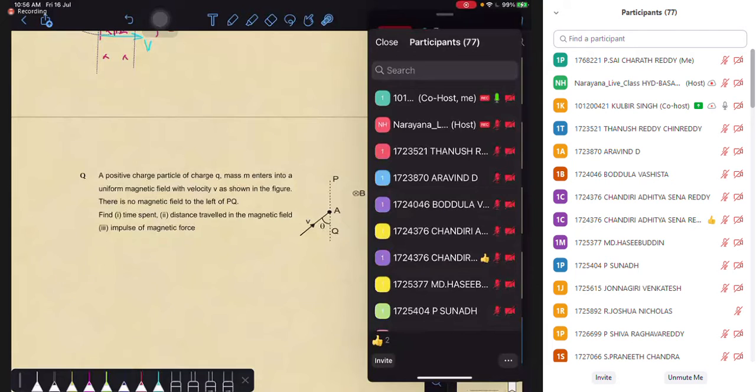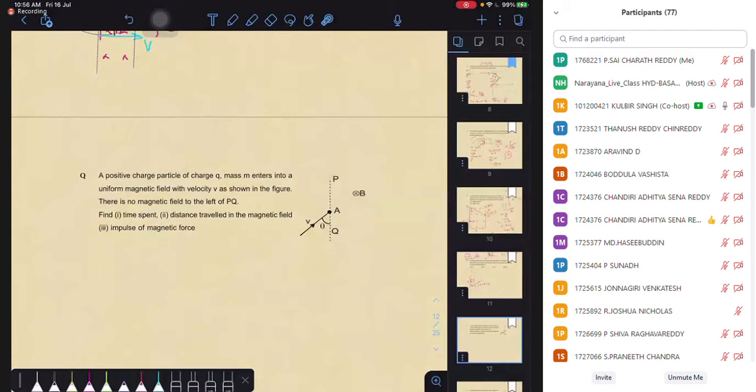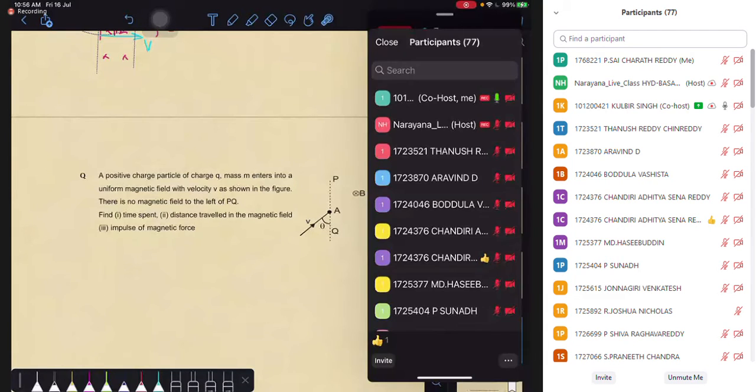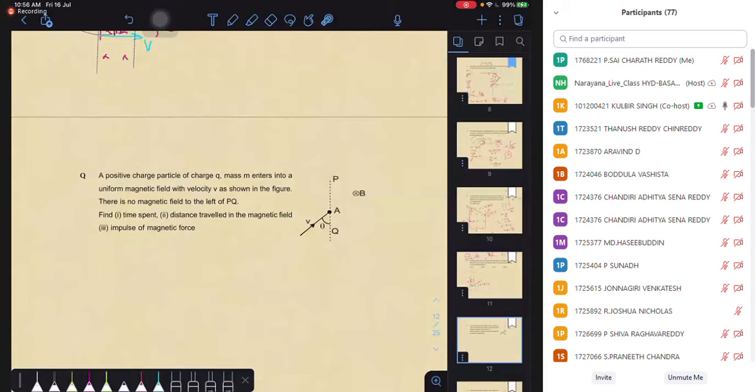Why? For a circle, the condition required is that velocity should be perpendicular to the magnetic field. So this angle theta is with the line PQ. This theta is not with the magnetic field. The magnetic field is with a cross. Cross means into the paper. So velocity and magnetic field are both perpendicular. So they are still perpendicular, and perpendicular means it is going to make a circle only.